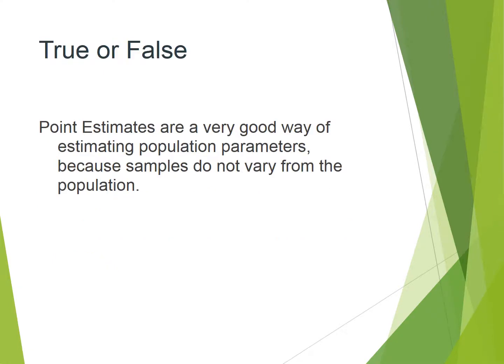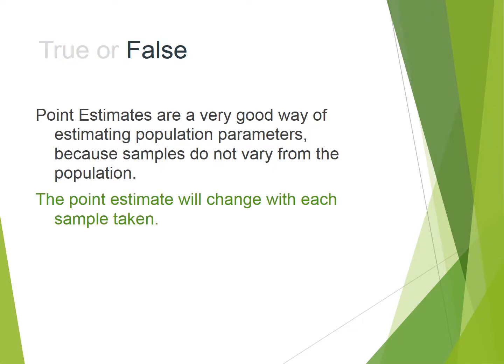So true or false, point estimates are a very good way of estimating population parameters because samples do not vary from the population. Now think about this for a minute. No, that doesn't make sense. False. Point estimates are going to change. Our sample mean is going to change every time we take a different sample.